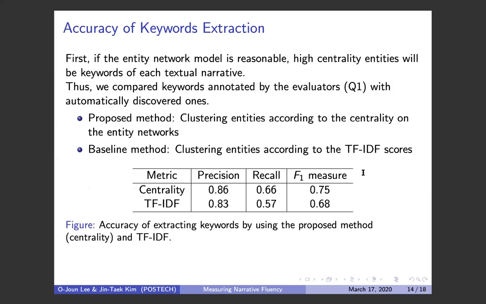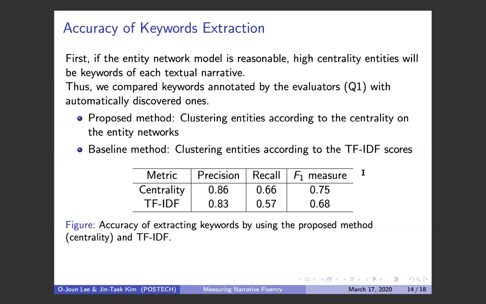First experiment about keyword extraction. If the entity network model is reasonable, high centrality entities will be keywords of each narrative text. Therefore, we compared keywords annotated by the evaluators with automatically discovered ones. As a baseline method, we use TF-IDF based keywords.